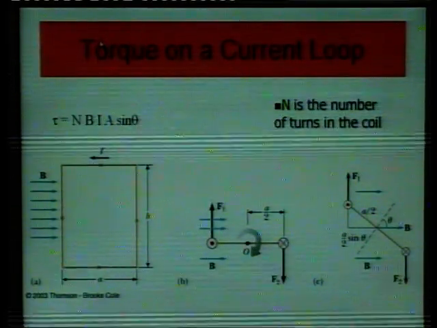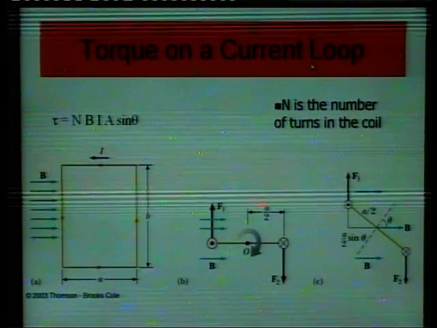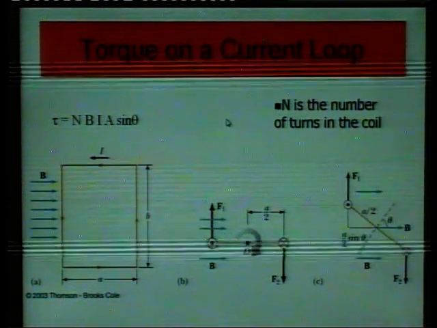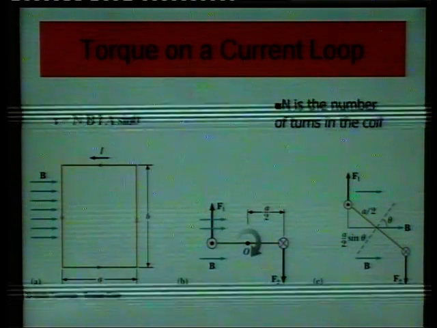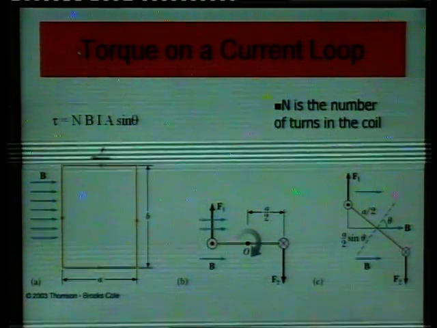Now the next problems are on the current loop. Till now we talked about a moving charge, a current carrying conductor and two parallel wires. Now the next thing is the conductor.